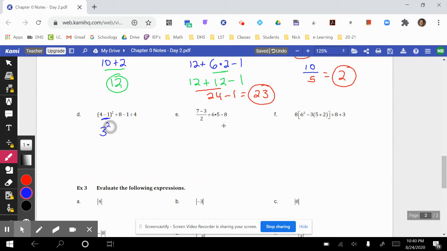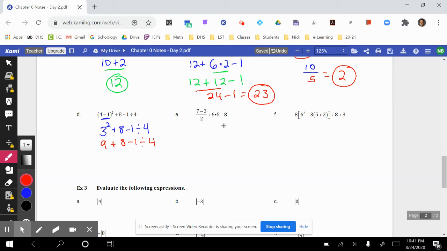Again, I'm just going to do one step at a time for now, and I'm going to bring everything else down. Now I have an exponent. Parentheses, then exponents are next. 3 to the second power just means 3 times 3, which gives me 9. Again, I'm just going to copy everything else down. Now I have 9 plus 8 minus 1 divided by 4.